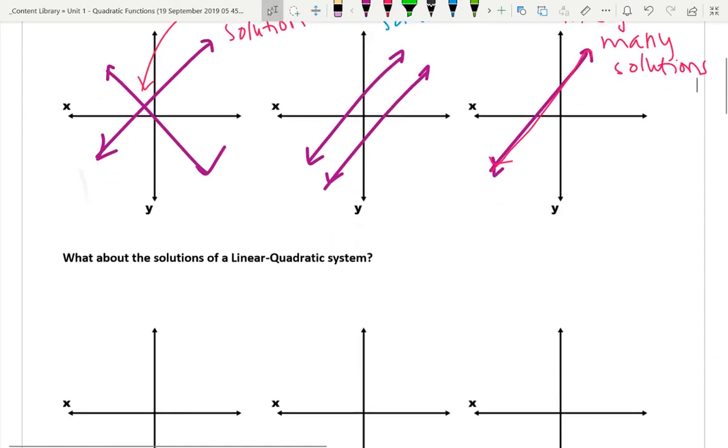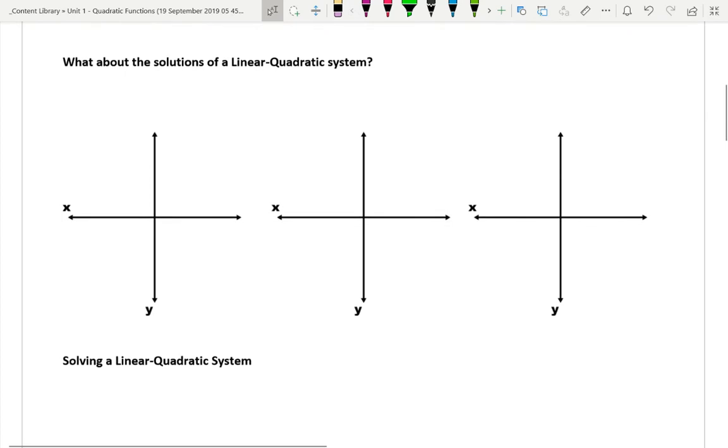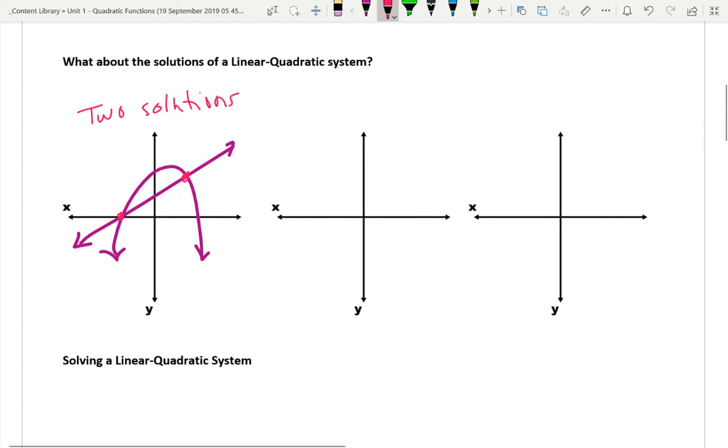This time now we're going to be talking about solutions of linear and quadratic systems. So as the name implies, we're talking about a line and a parabola on the same coordinate plane. So how might that look? If I imagine my parabola, there it is, it's opening downwards, and then I'm going to draw a line on the same plane. Well, in this case, we end up with two solutions. That line crosses over that parabola twice, so we would have two solutions. We would identify each one of those xy points.